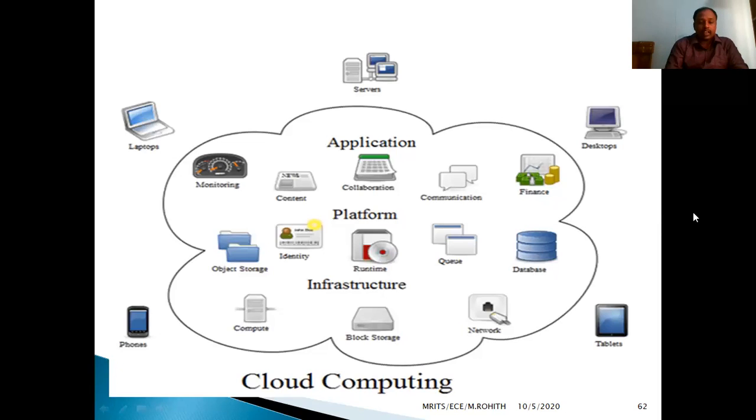So yeah, you can see here the mobiles and laptops outside of this, and in between you can see infrastructure, which is all about block storage, network, and compute. These are the infrastructure, IaaS. Next, coming to PaaS, you can see queues, database, and identity. All this comes under platform, and finally the application. You can use it for monitoring purposes, for communication or finance purposes. Like that, you have multiple applications that use the cloud. Right, guys, this is about cloud computing.